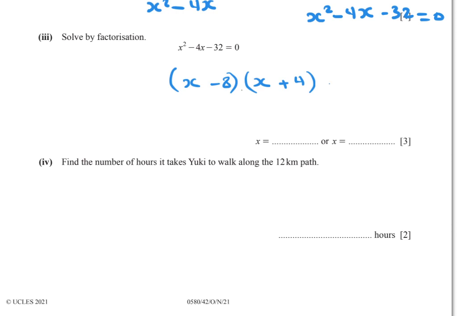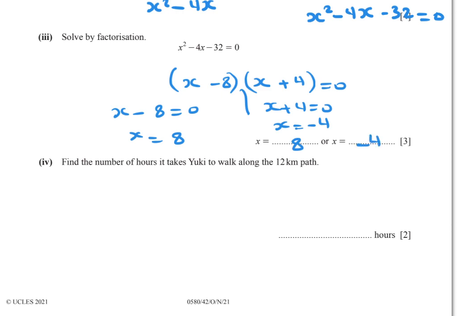Now, if this equals 0, maybe the first bracket equals 0: x minus 8 equals 0, so x equals 8, or x plus 4 equals 0, so x equals negative 4. So 8 and negative 4. You can use your calculator to check your answer and to solve, but you have to write the working.